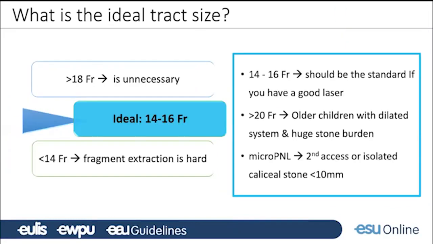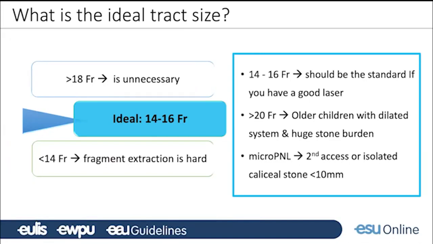And how about the tract size in terms of percutaneous nephrolithotomy? It's quite important. Actually, in my opinion, the ideal tract size when you're doing a PCNL in a child is around 14 to 16 French. If you go below 14 French, then the fragment extraction is really hard. If you are doing micro PNL, then it's impossible.